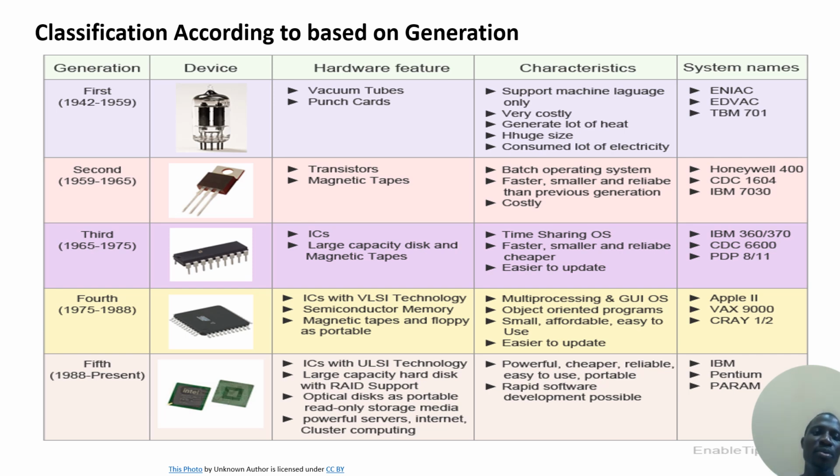Classification based on generation, which is the fourth classification and the last. Now, we can broadly classify based on generation into 4 categories, and sometimes we can classify it into 5. So the fourth and the fifth are almost the same, just a little difference in advancement. The first generation computer existed between 1942 to 1959.